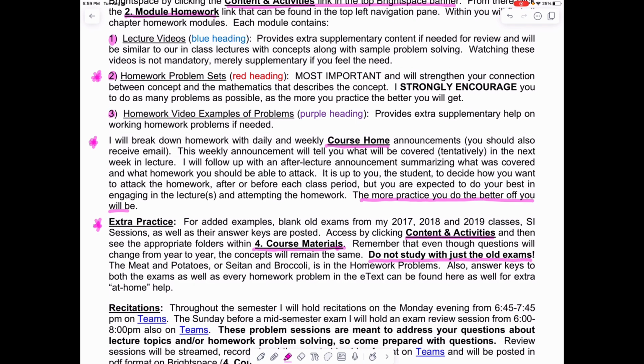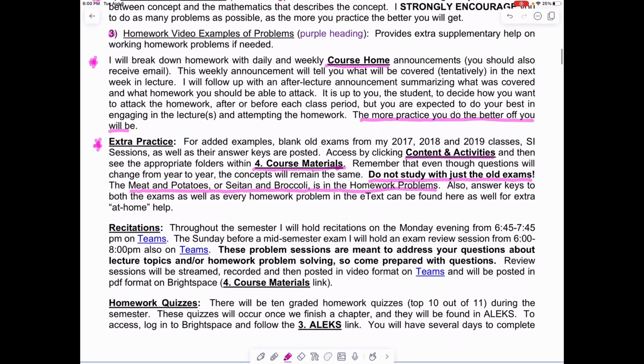I would say, and I say it here, the meat and potatoes, or broccoli and seitan, is the homework problems that we see above with the red headings, in point number 2 at the very top of the screen. But there are extra things. So what I would do is make sure that we can do the homework problem sets that are assigned for homework, and then when we get closer to the exam, start to look at these old exams for extra practice at that point.